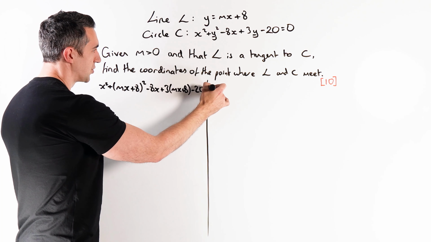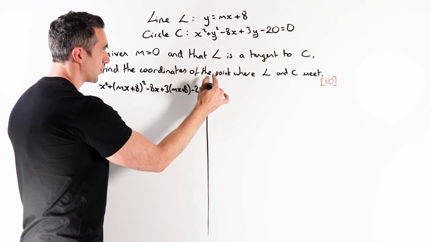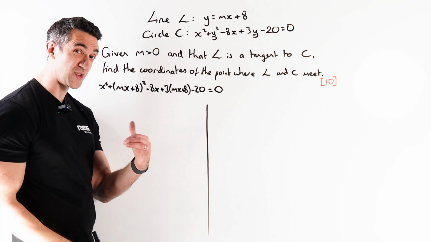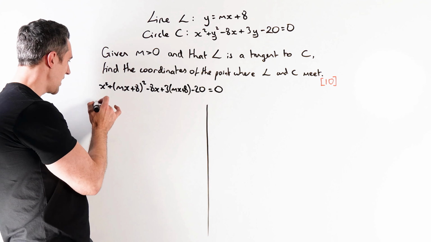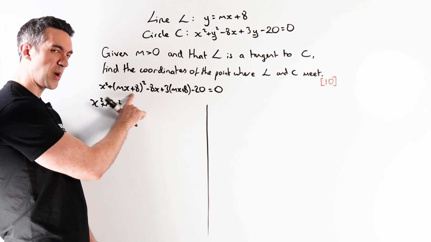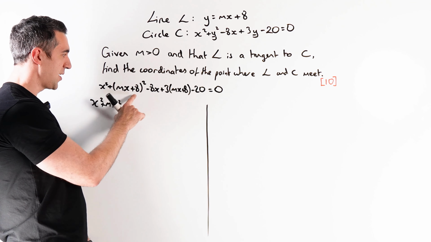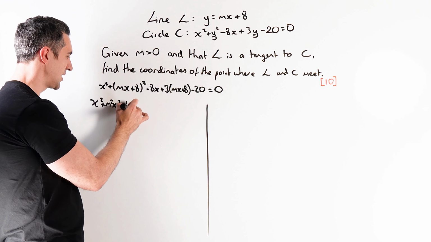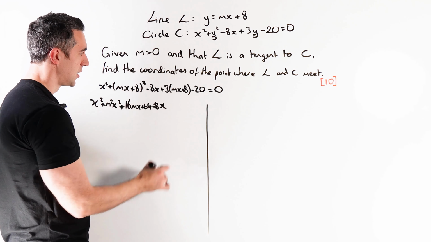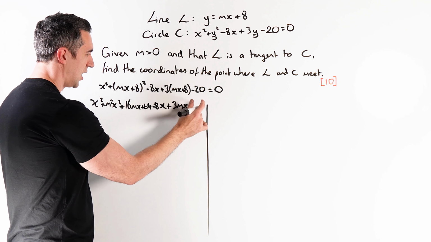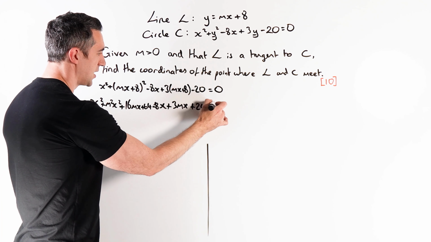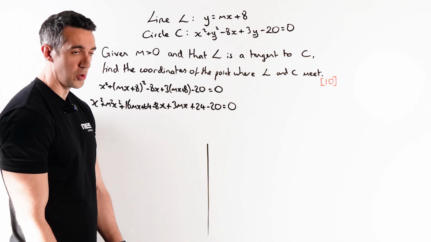minus 20, and we'll just jump over our line here. Need a bit of space for this one. Equal to 0. Right, so there we go. We've subbed in our line equation to our circle equation. Now we've just got to expand it. So we've got x squared plus m squared x squared. When we expand this one, remember it is a double bracket. We'll get 16mx, remember 8mx twice. So we get 16mx plus 64 minus 8x plus 3mx. I was ambitious with this line divide, wasn't I? Plus 3mx plus 24 minus 20 equal to 0.